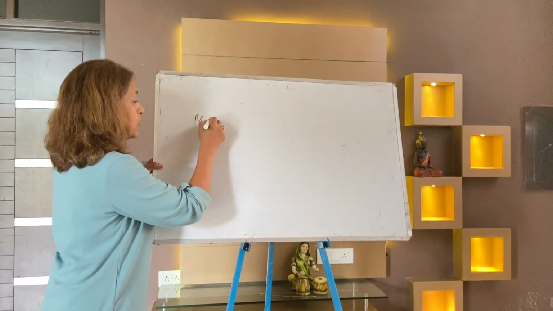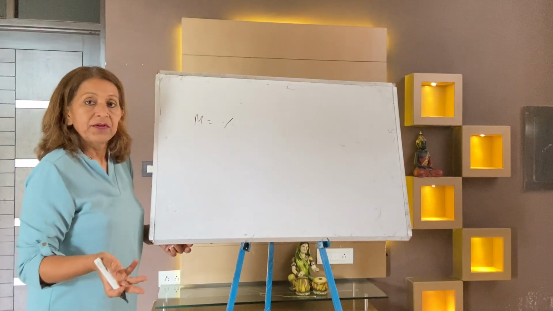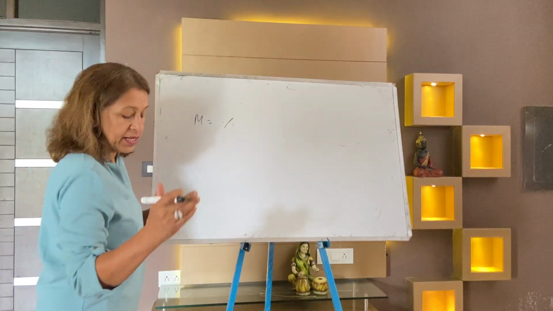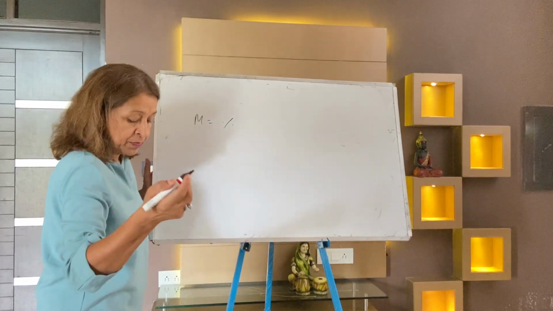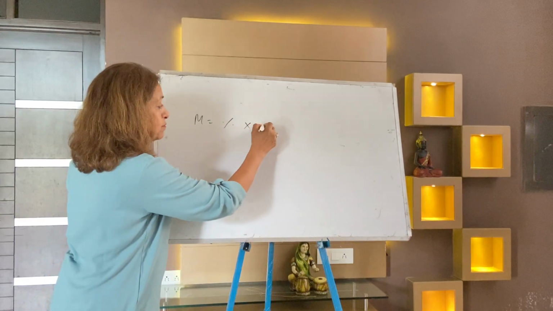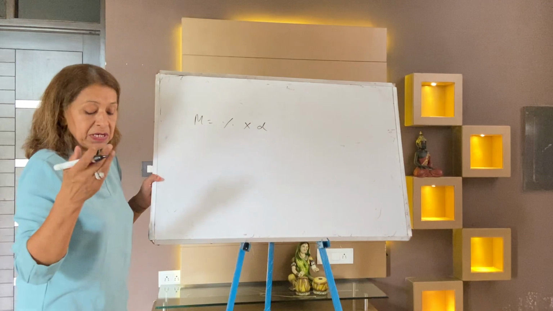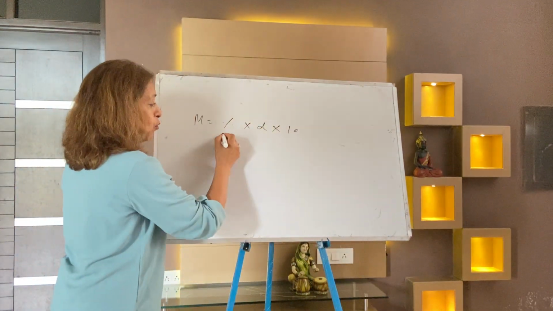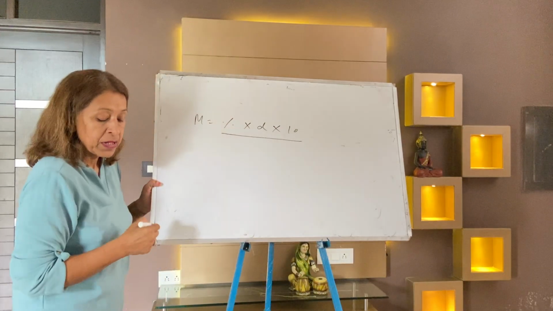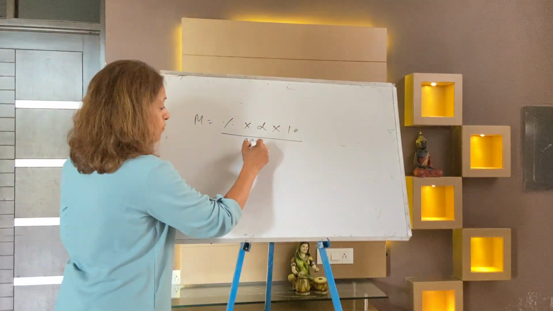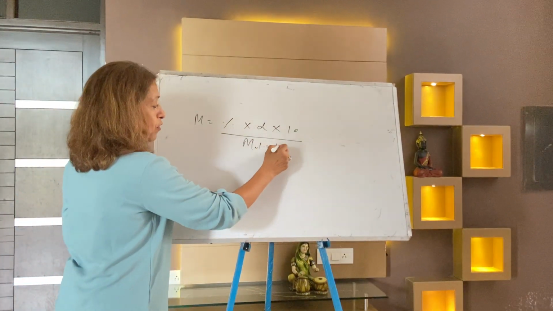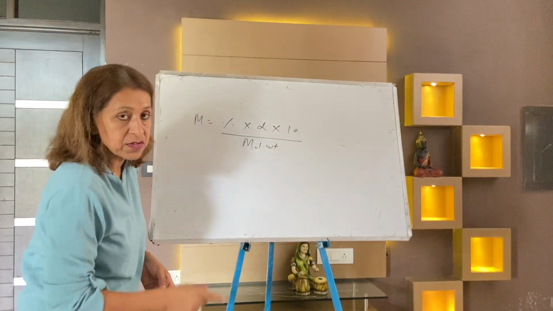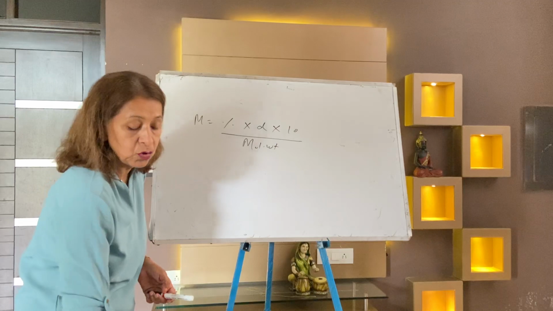Write down: molarity is equal to percentage by weight, multiplied by the density. Whatever the density will be given, you multiply it by 10, divided by the molecular weight. It is a direct formula, not stepwise. This is the first tip I have given to you. So write down one question related with this formula.